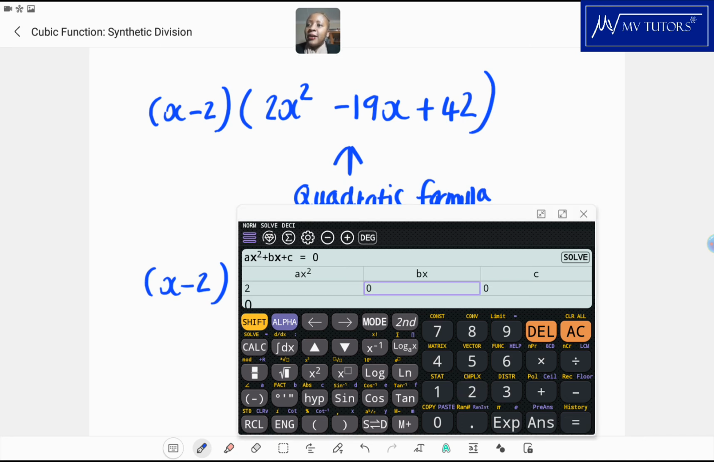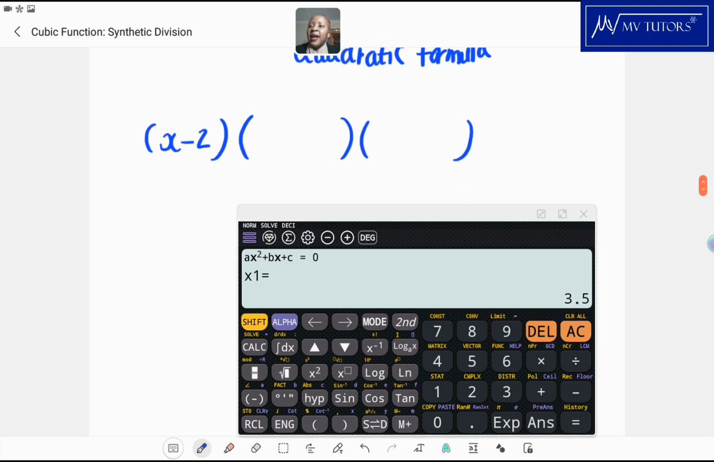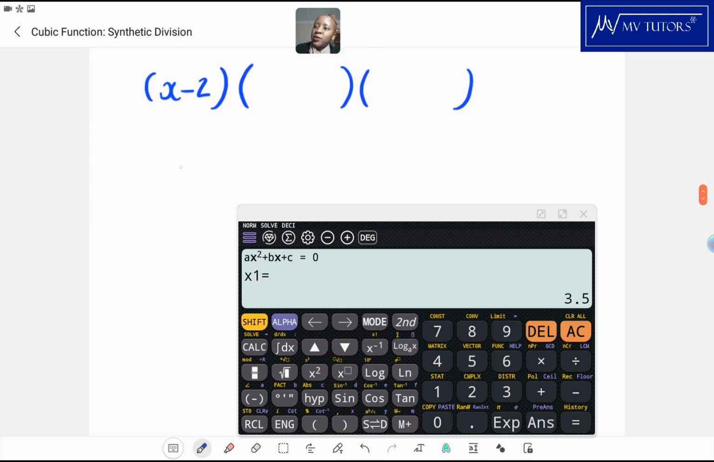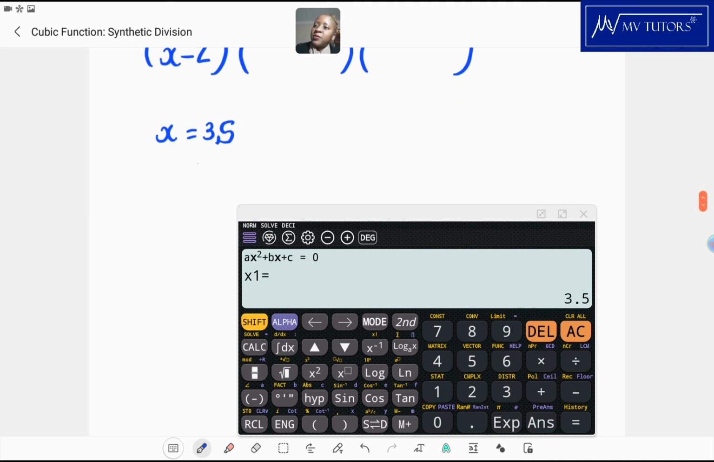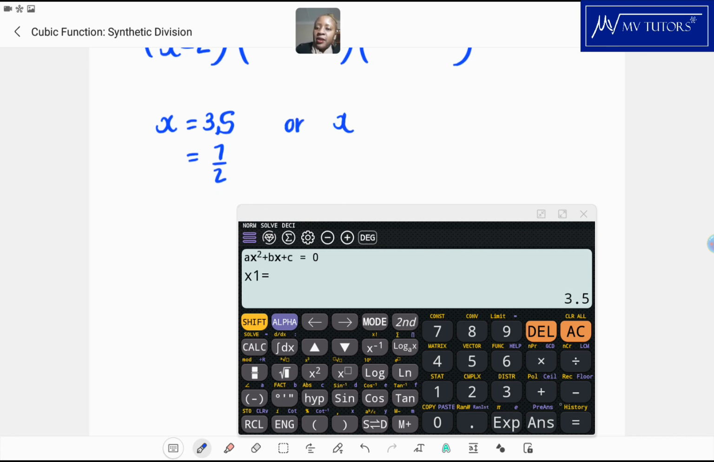For B we have negative 19, and for C we have 42. Then solve. So firstly, x is equal to 3.5, which can also be 7 over 2. And or we have x is equal to 6.